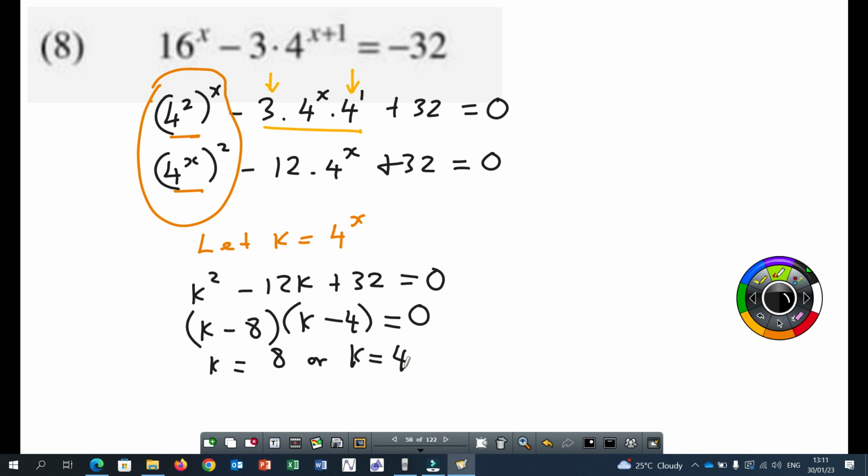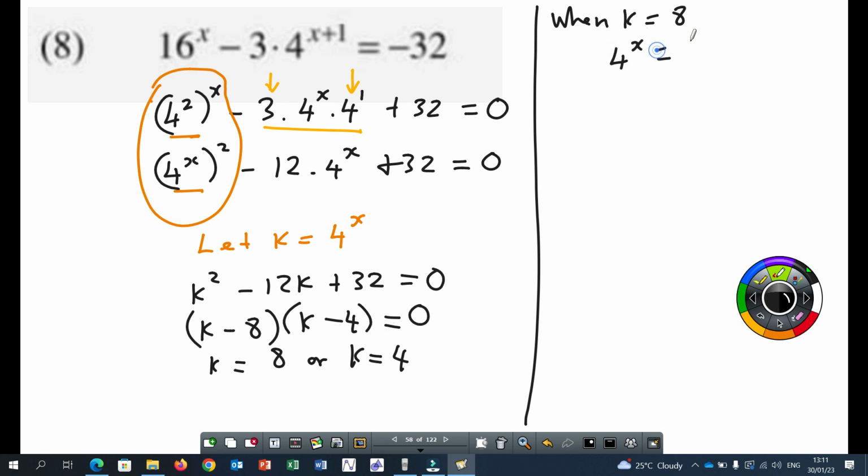Are you following that? Okay, so then we move on now. Let's say when k is equal to 8, so we'll put 8 here. So you end up getting 4 to the power of x equal to 8. This will give you 2 to the power of 2x equal to 2 to the power of 3. Then you get 2x equal to 3, and your x will be equal to 3 over 2. So that's the first answer.